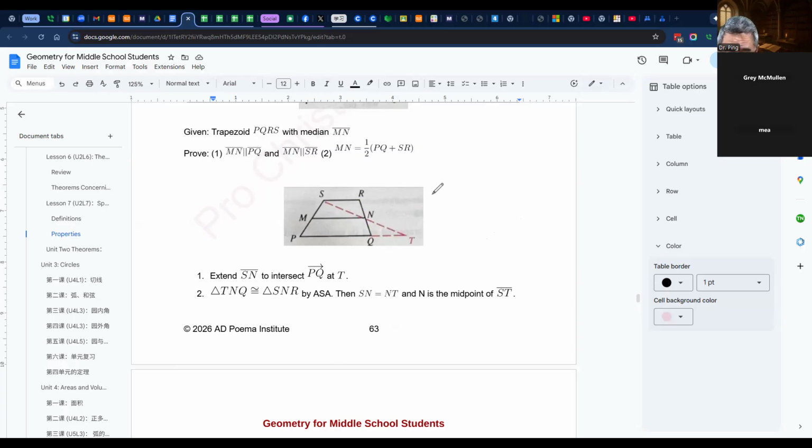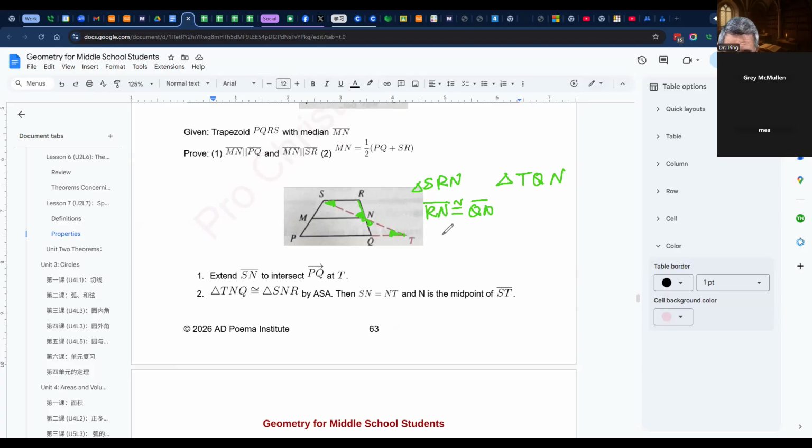theorems. So these two triangles, one is SRN, and the other triangle has T, Q, and N. We know this angle and this angle are congruent because they're vertical angles. And now we know this angle and this angle are congruent. That's called alternate interior angles. So we have two angles and a side because N is a midpoint. So we know RN is congruent to QN.